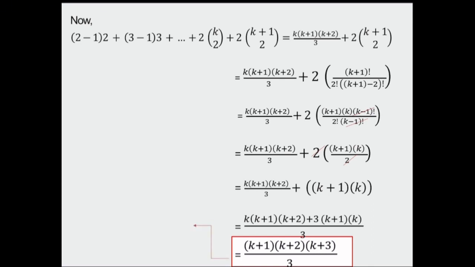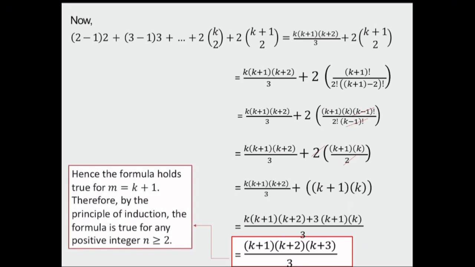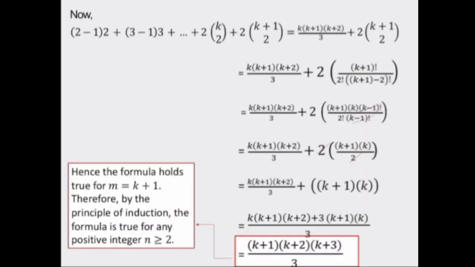Hence, the formula holds true for m equals k plus 1. Therefore, by the principle of induction, the formula is true for any positive integer n greater than or equal to 2.